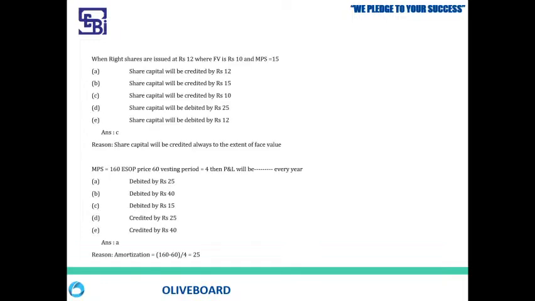Okay. Next one. This question is related to your rights issue, and it is related to journal entries. Here you can connect with both. One is rights issue, which is one of your topics. And the second is the basics of issue of share capital. There is one topic which is very basic: what would be the entry if I issue share capital, and how you will pass the entry if I issue share capital at a premium.